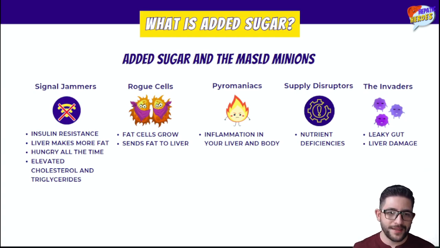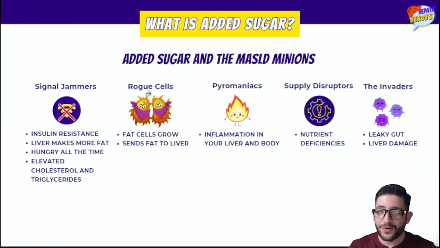Remember the Mass-Old minions? Well, it turns out that they love sugar, and here's why. Increased added sugar has been associated or connected to things like the signal jammers, obviously an increase in insulin resistance. It'll also trigger your liver to make more new fat. It'll make you hungry all the time, so you're eating more and extra calories, which we know is a big problem. It'll elevate things like your cholesterol levels, your triglyceride levels. It'll make your cells go rogue.